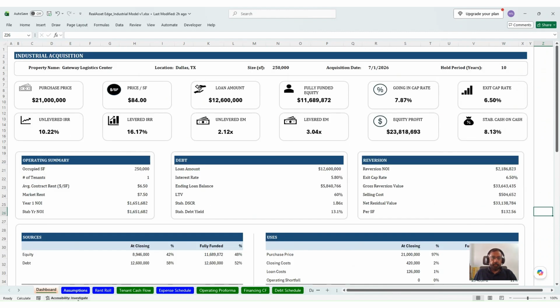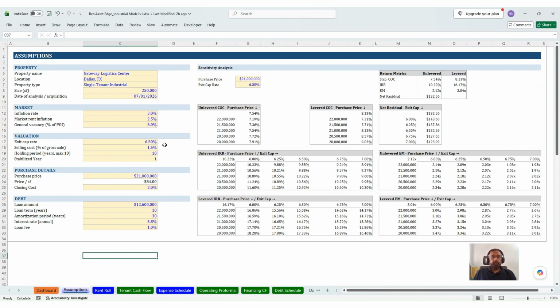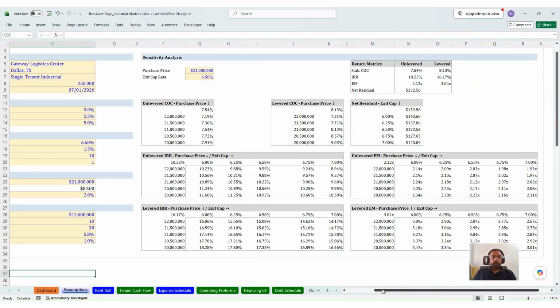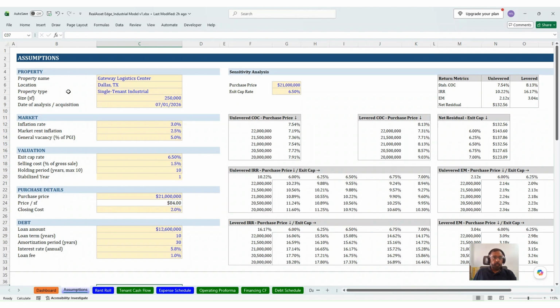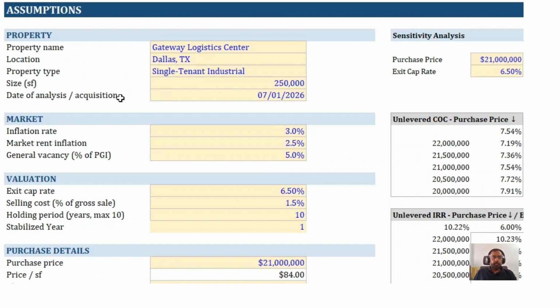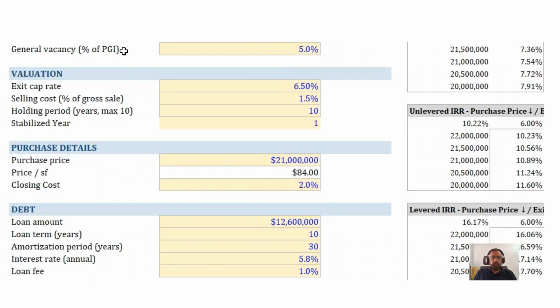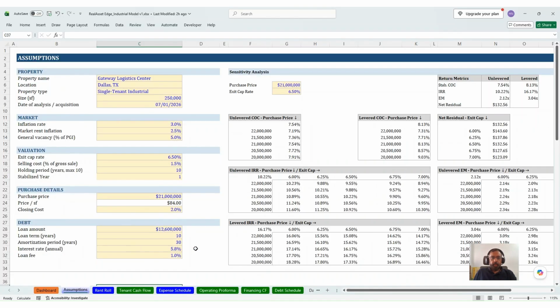Now let's start looking at the assumptions first. This is the assumption section where you start by entering general property information, the property size, date of analysis, some market related information like the inflation rate, market and inflation and general vacancy, moving to valuation inputs, purchase details, and debt details. Now, you provide all these details over here on the assumptions tab. This gets linked all through the model, and there is no repeat input required for these.